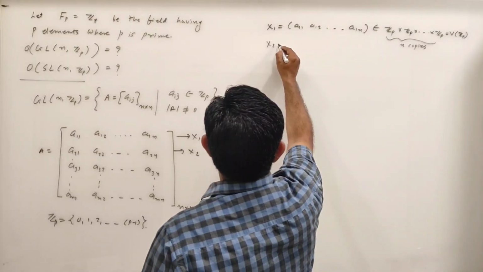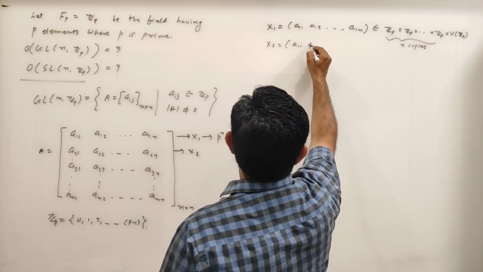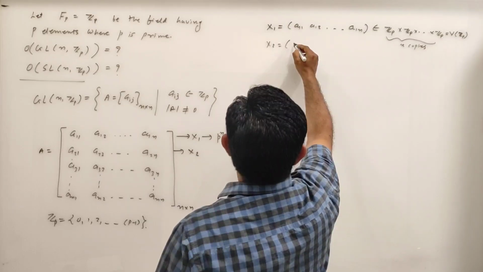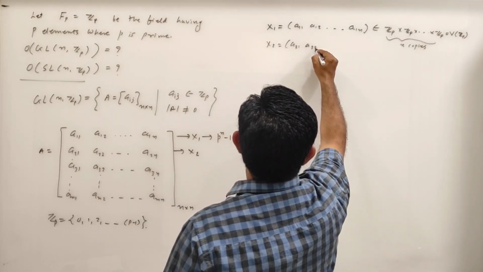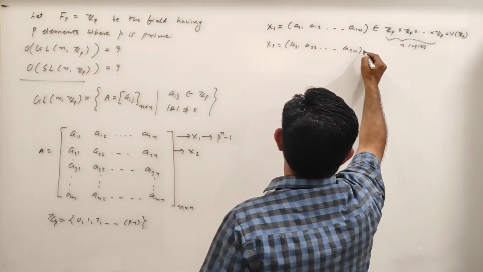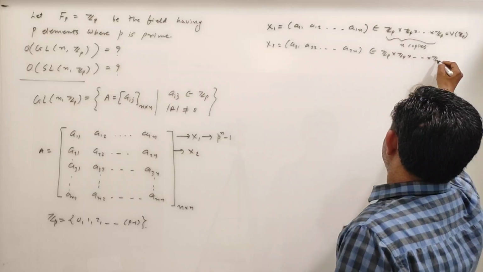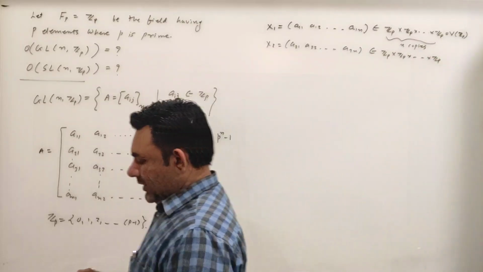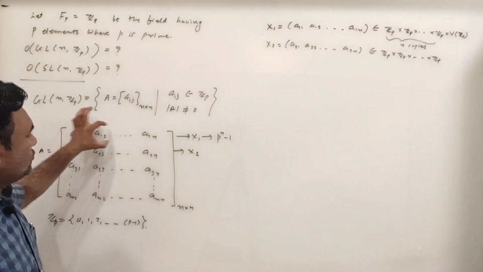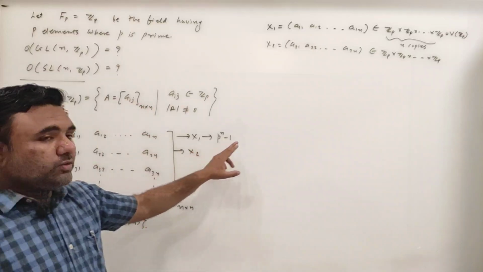What is my x2? x2 is a11, a21, a22 up to a2n. So again it is an element of Zp cross and so on cross Zp. See, now I have chosen the first row, that I can choose p raised to n minus 1 ways.